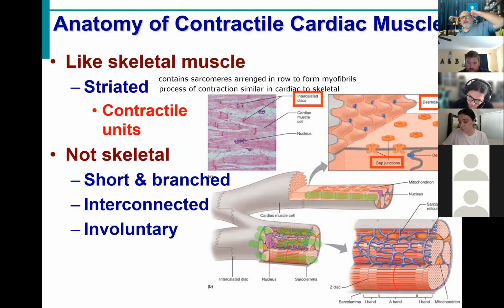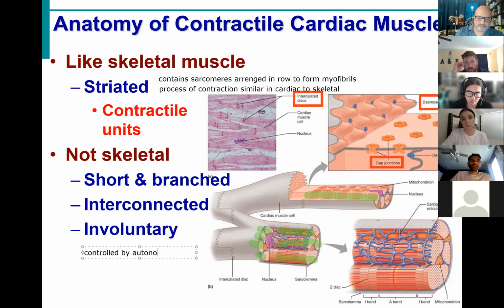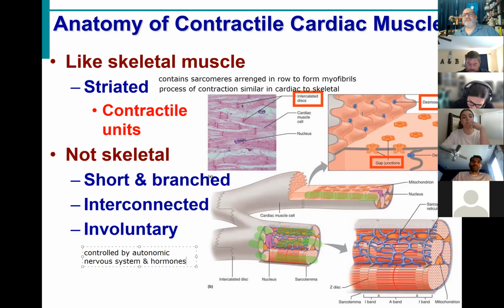Unlike skeletal muscle, which is completely voluntary, cardiac muscle is involuntary, meaning that what controls it? The autonomic nervous system. Anything else? Hormones. There we go. So hormones and the autonomic nervous system are going to be able to modify the behavior of it.